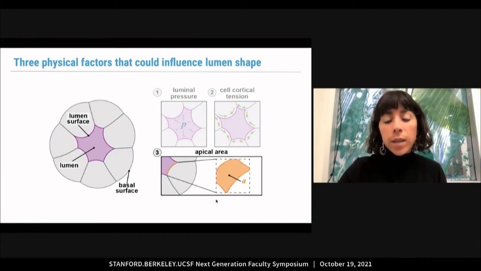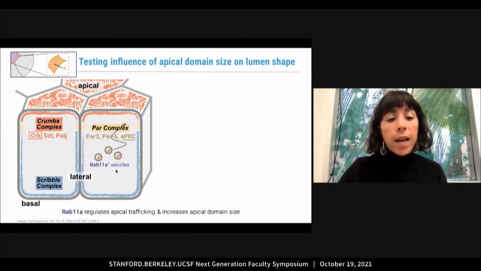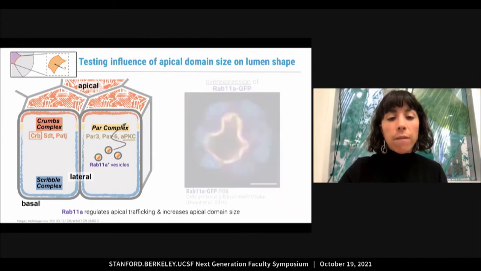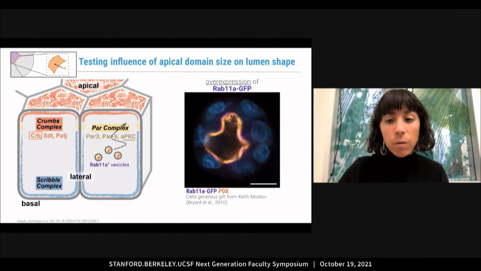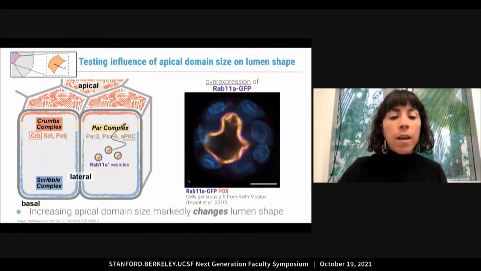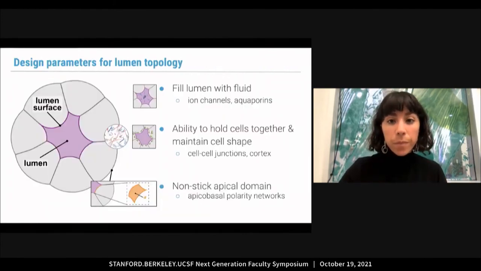I did this by increasing the size of the apical area, in a couple of different ways, by manipulating different components of the Crumbs complex and the PAR complex. But what I'm going to show you today is about RAB11A. RAB11A delivers these apical components, both the Crumbs and the PAR complex, to the apical side of the cell. If you overexpress RAB11A, you get an increase in this apical domain size. When you look at the shapes of the lumens in these cells overexpressing RAB11A, you can see this marked change in lumen shape toward a more irregular shape.